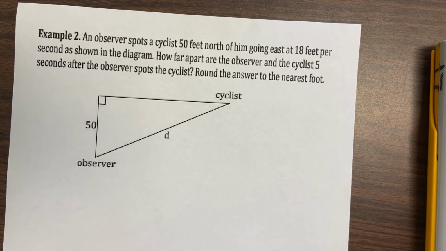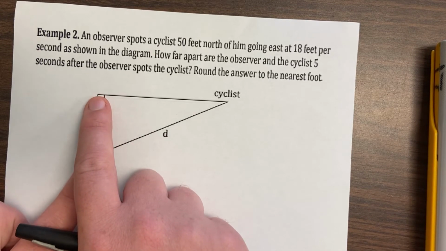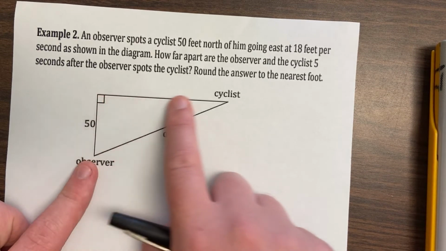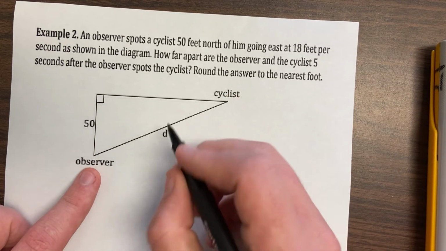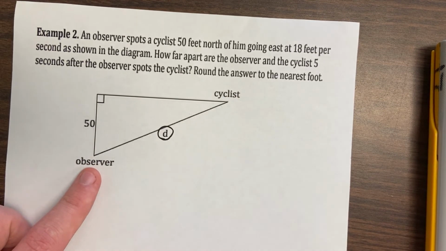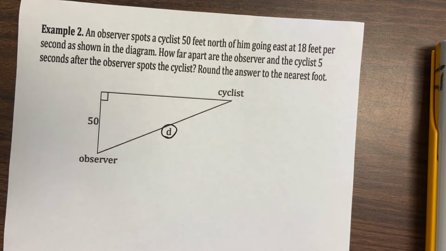An observer spots a cyclist 50 feet north of him going east at 18 feet per second as shown in the diagram. How far apart are the observer and the cyclist 5 seconds after the observer spots the cyclist? Okay, so we've got an observer. They said it went 50 feet north, but then traveled at 18 feet per second, headed east. How far apart, right? That's this guy here. They labeled it as D.